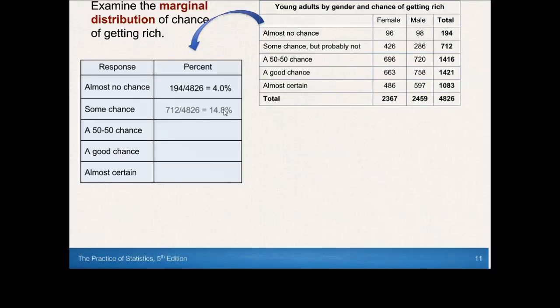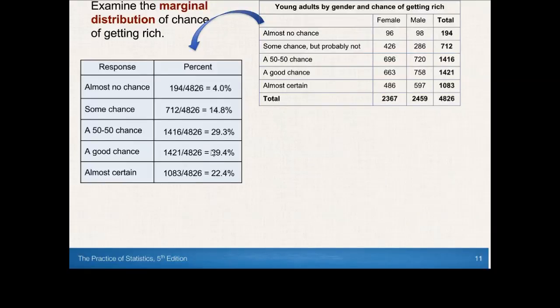Okay, so to calculate the rest, you should check your work now. So some chance comes out to 14.8%. 50-50 chance, 1,416 divided by the total, is 29.3%. 29.4% for a good chance, and almost certain will be 22.4%.